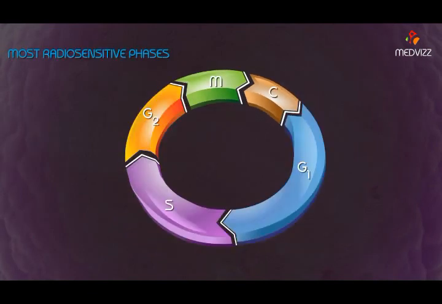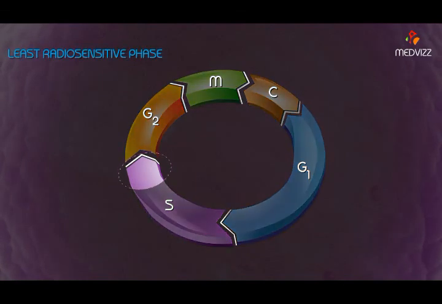The most radiosensitive phases are the G2 phase and mitosis. The least radiosensitive phase is the latter part of the S phase.